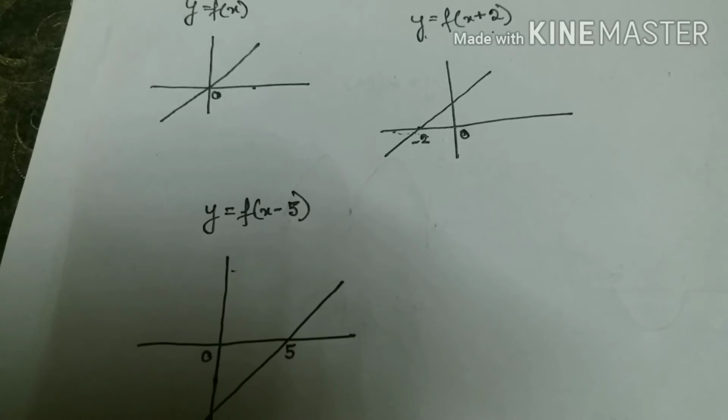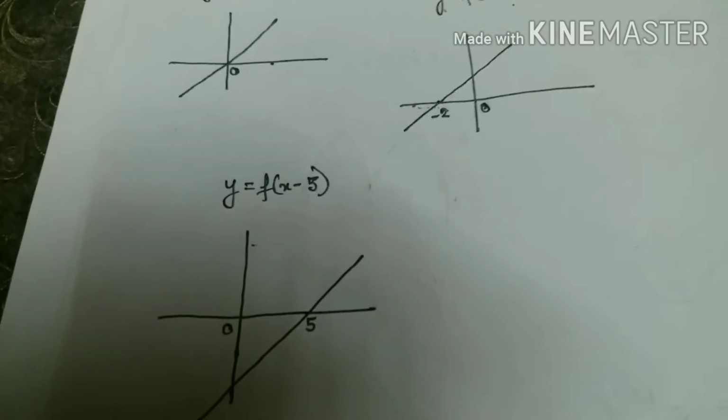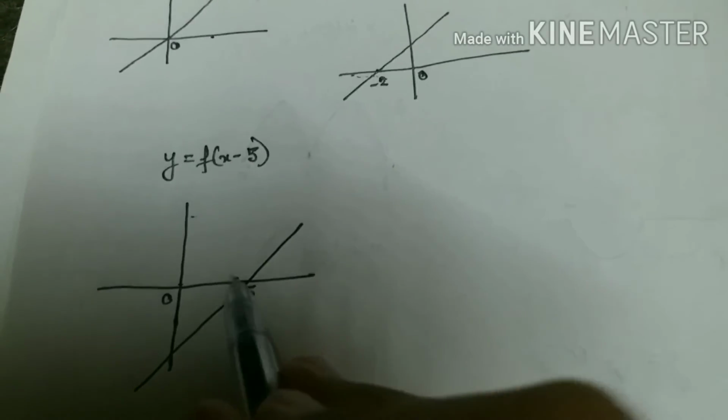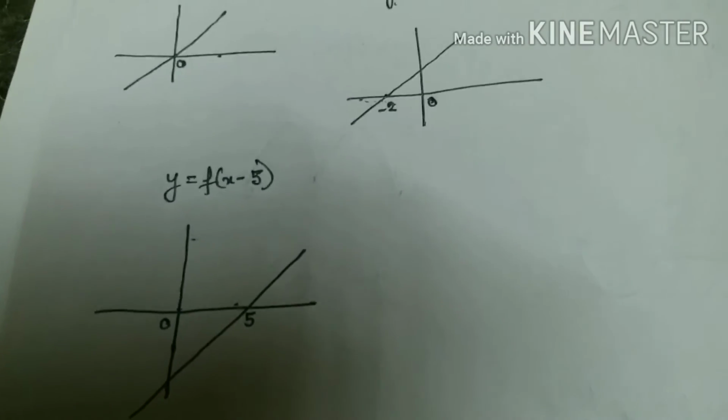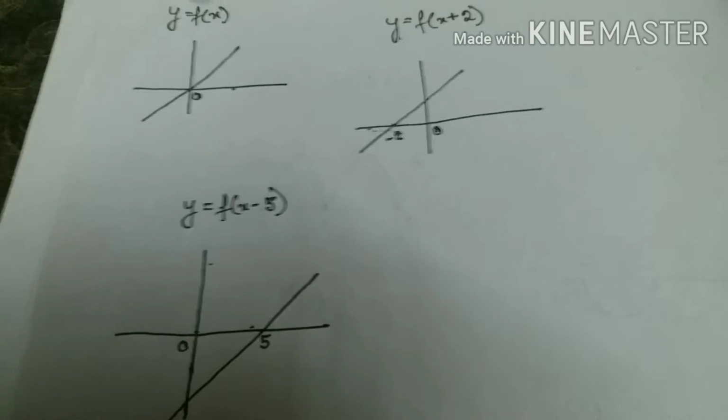And now you are asked to draw the graph of y is equal to f of x minus 5. So you understand this is of the type y is equal to f of x plus a, where a is lesser than 0. A is equal to minus 5. So shift the graph to its right by 5 units. It cuts the x-axis at 5 this time. So very simple this one.